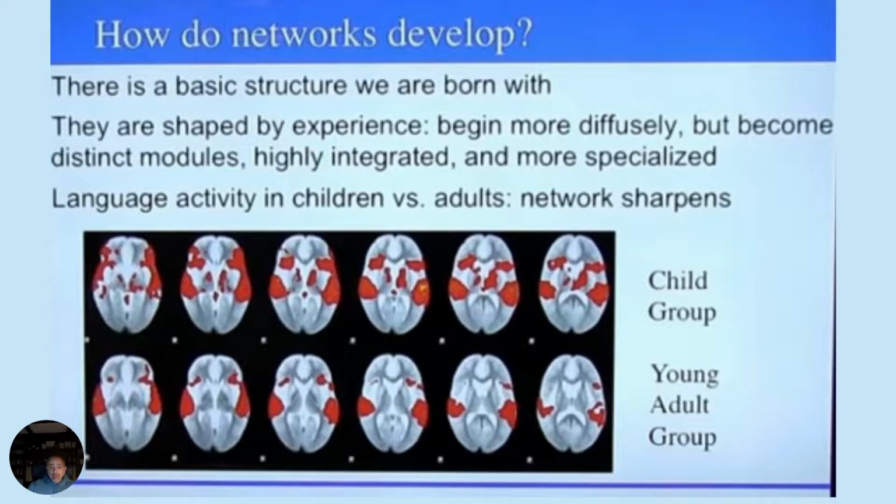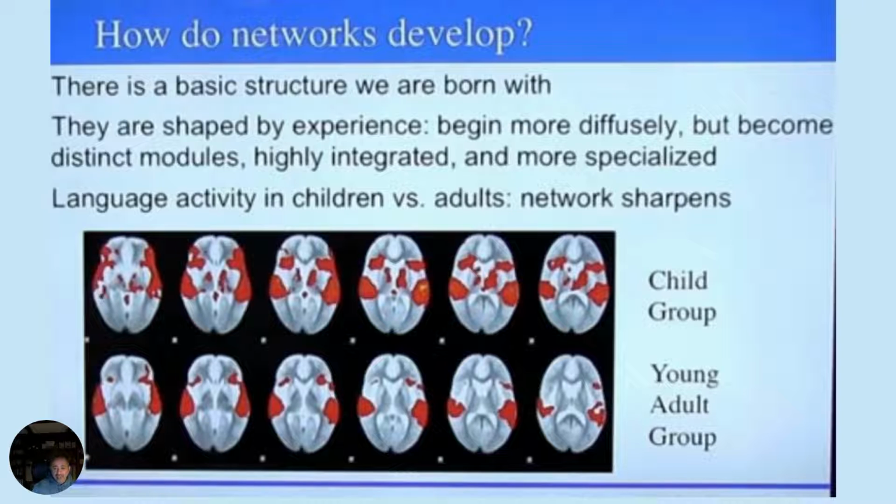So moving forward, how do networks actually develop? So let's look at the development of networks. There is a basic structure we're all born with. That's number one. Number two is the networks are shaped by experiences, right? It begins more diffusely, but becomes more distinct modules, highly integrated and more specialized. How? Shaped by experiences.